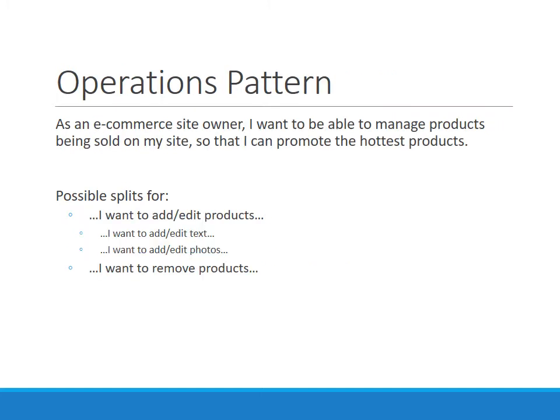Next is the operations pattern. So as an e-commerce site owner, I want to be able to manage products being sold on my site so that I can promote the hottest products. Well, terms like manage are a keyword to note that there's something else going on. What does it mean to manage? So possible splits could be, I want to add, edit products. I want to remove products. We could even further break that down into, I want to add, edit the text, or I want to add, edit photos, which would be a completely different capability. And so you can see that within manage or facilitate or control, there's obviously more operational work that's involved with that and opportunities for splitting.